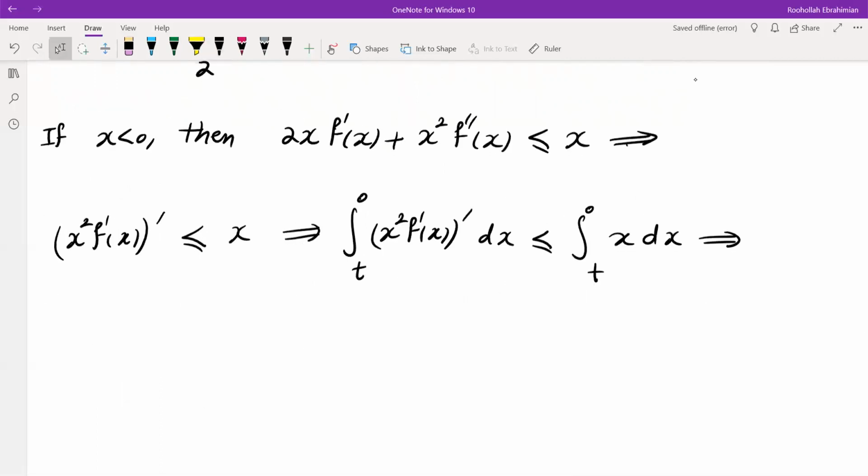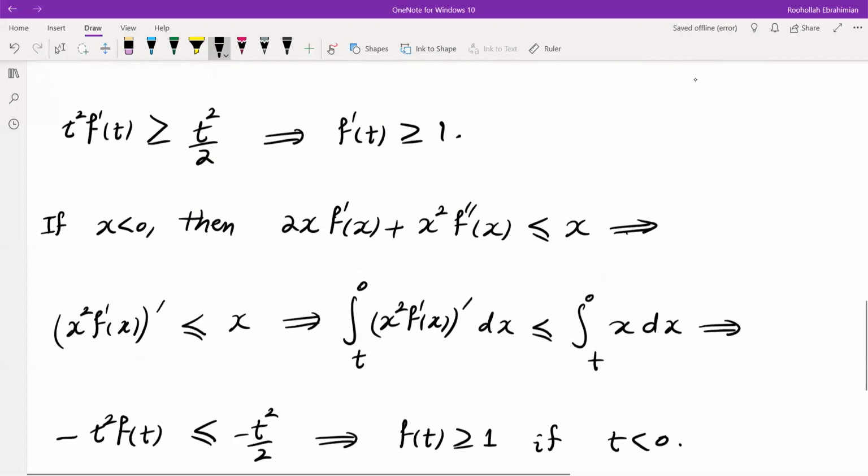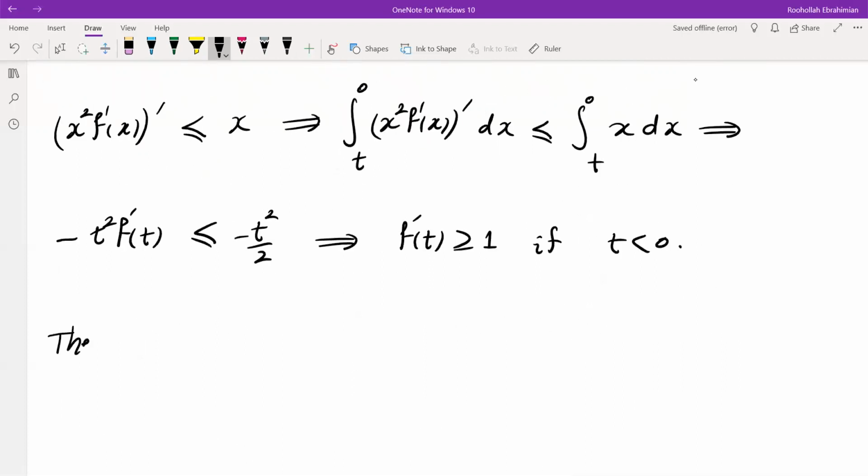And integrating that gives you 0 minus t squared f prime of t is less than or equal to 0 minus t squared over 2, which means f prime of t is greater than or equal to 1 if t is negative. And both of these two combined tell you that f prime is always greater than or equal to 1. So therefore, f prime of x is greater than or equal to 1 for all x inside the interval -1 to 1.